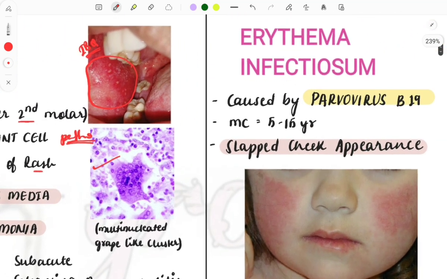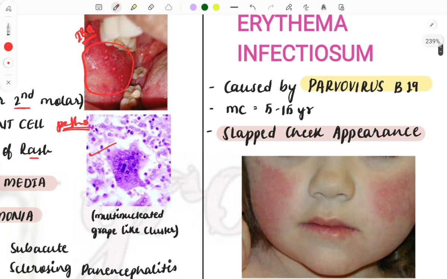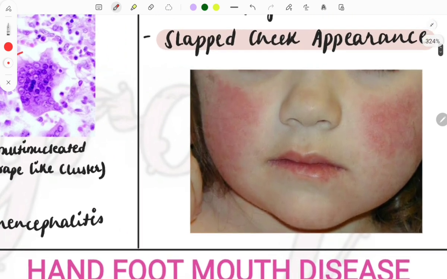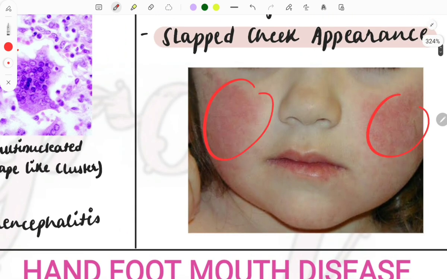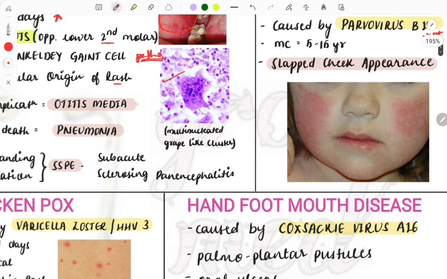Then moving on to erythema infectiosum. So the causative organism is parvovirus, this is a PYQ, and a simple one-liner was asked, and it gives a slapped cheek appearance, as you can see here. So it gives the appearance of a slapped cheek.